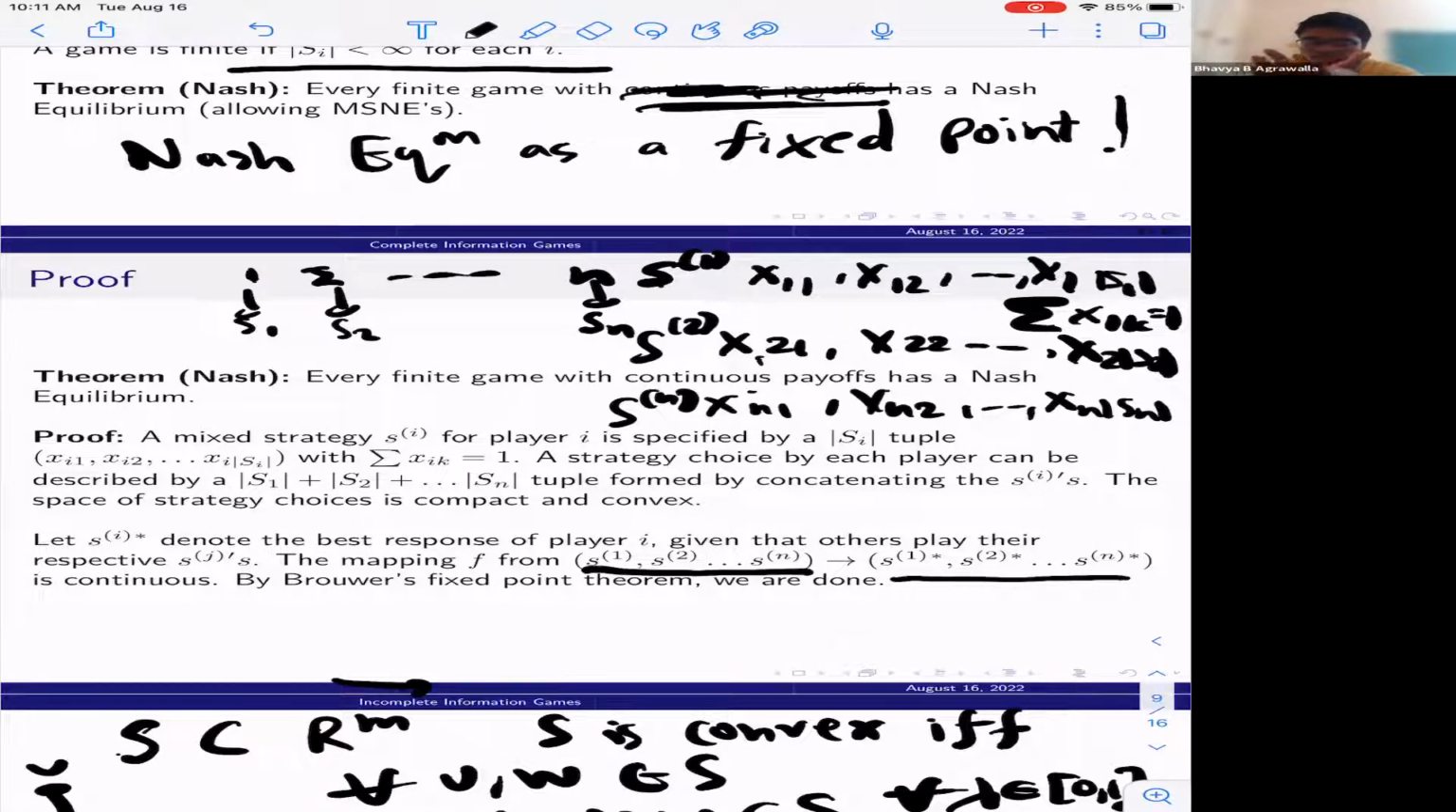And because our set was compact and convex, and this mapping F is continuous, I will give an outline for the proof of that. So by the Brouwer fixed point theorem, we are done.